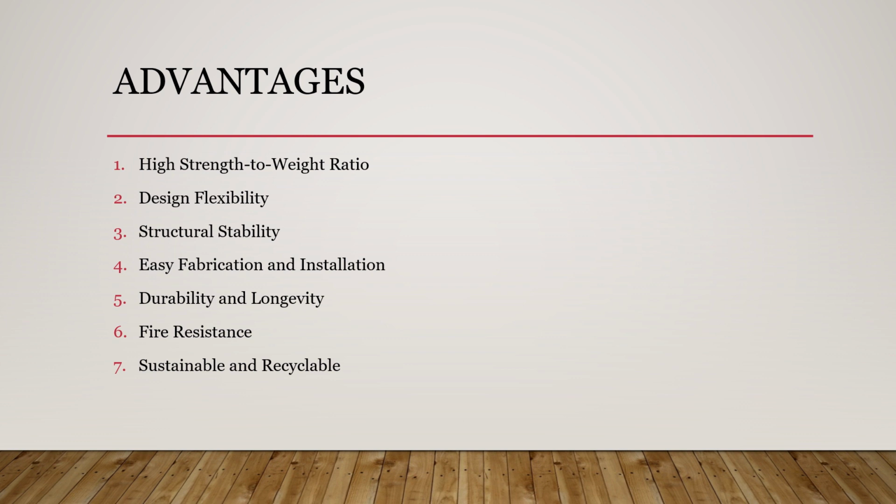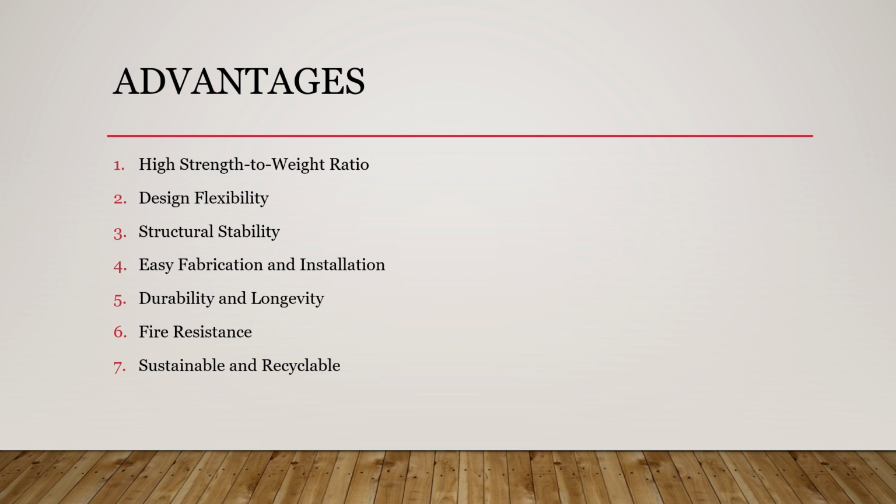The next is easy fabrication and installation. Rolled steel sections are manufactured to precise standards, making them readily available and easy to work with during fabrication and construction. They can be cut, welded, and bolted together, allowing for efficient and cost-effective installation on the site.